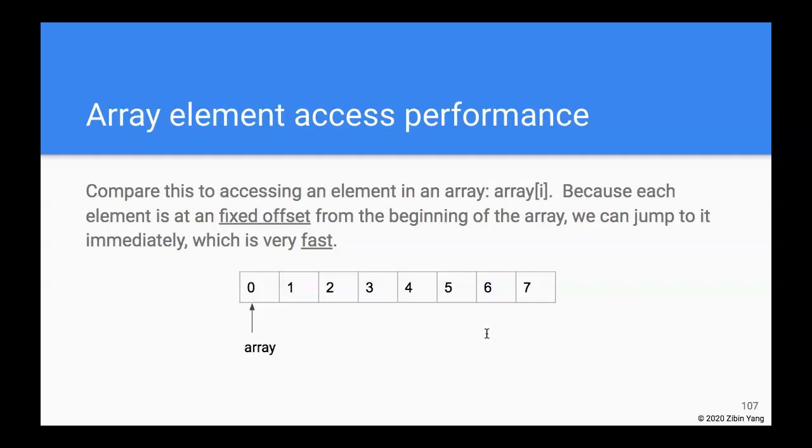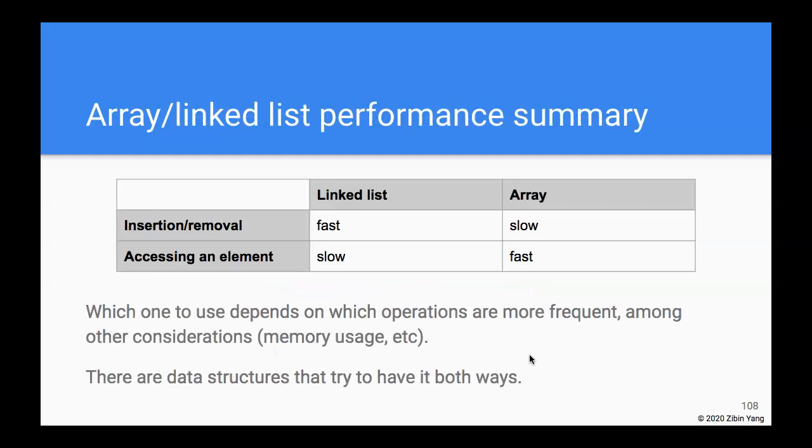Now compare this with accessing an element in an array. Remember, all the elements in an array are stored in one contiguous block of memory. That means each of the elements is at a fixed distance or fixed offset from the beginning of the array that can be very easily calculated. We just have to know how big each of the elements is, right? And then just multiply by its index. So to get to any element in an array, we just calculate the offset and jump right to it. We don't have to walk through all the elements preceding that element that we want to get to. So accessing an element in an array is a very fast operation compared to the same operation in the linked list.